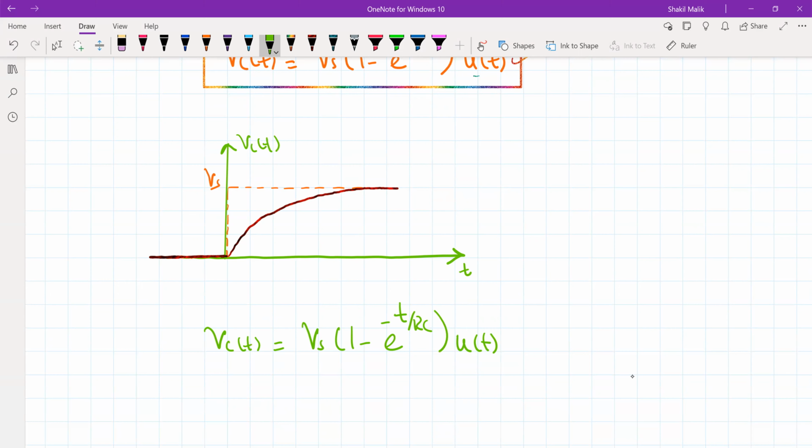Now, in the next session, we are going to learn, if the capacitor is already charged to some voltage, how does it discharge? How do we discharge this capacitor? That we are going to see in the next session. All right, let me stop here.